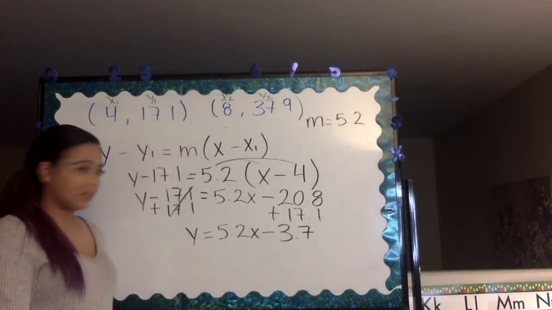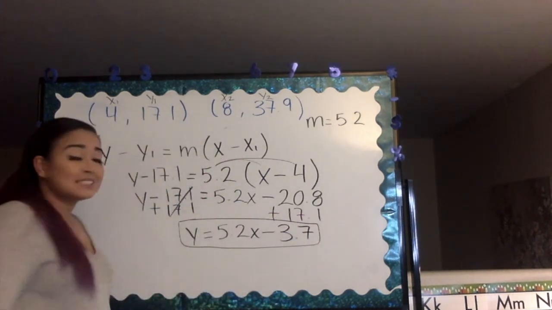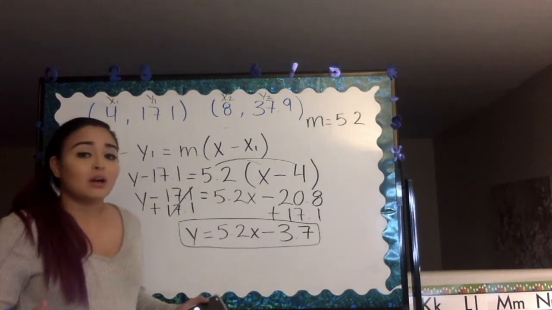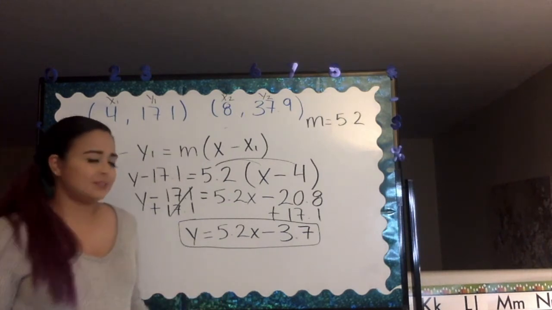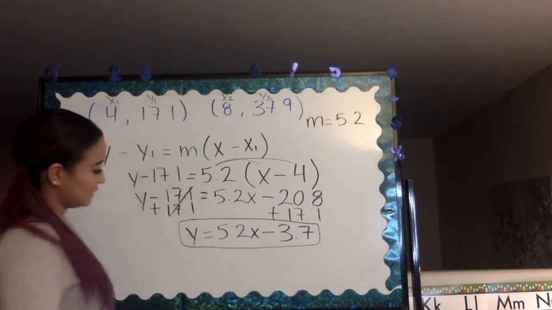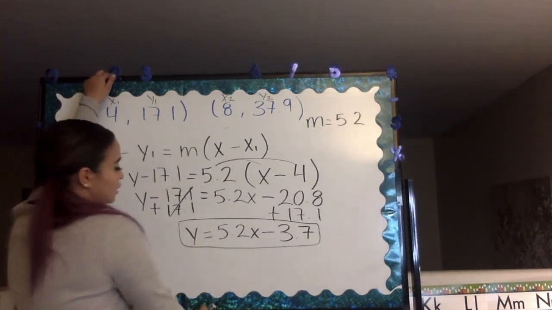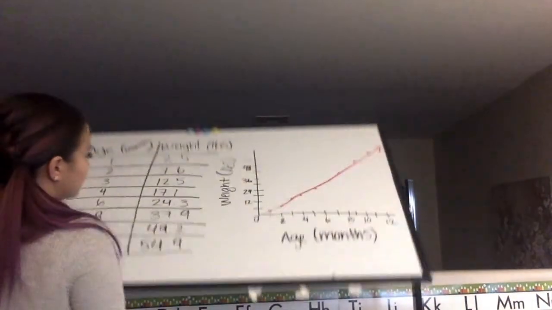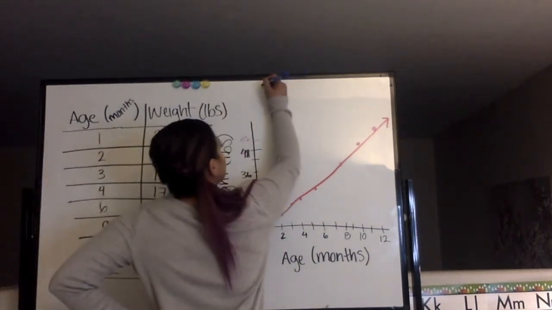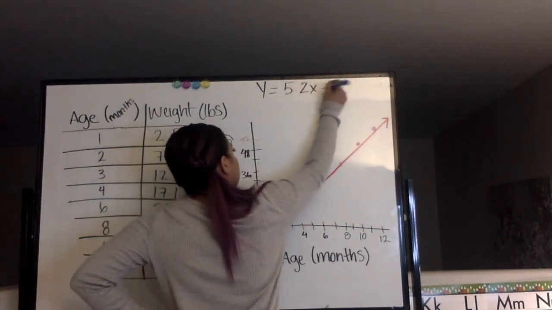Okay? Now, what am I supposed to do with this? This is actually the formula that we could use to determine any point that would belong on our scatter plot. What? All right. Let me show you what that's going to look like. So remember, it's y equals 5.2x minus 3.7. Let's go back here. It's gonna work up here. Y equals 5.2x minus 3.7.